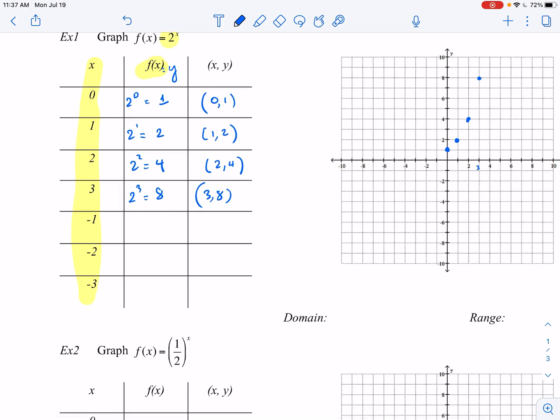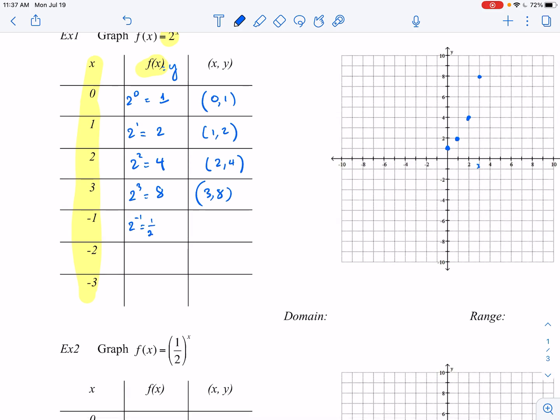Going to the negative side of x values, if x is -1, we have 2 to the -1. That is the same thing as 1 over 2 to the first, which is going to be 1/2. So we have (-1, 1/2) as our next point. So (-1, 1/2). Here's -1, right? 1/2 is going to be on the y-axis, so it's going to be half right there. So it's going to be right there, right?